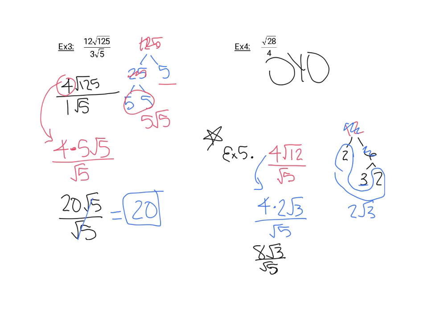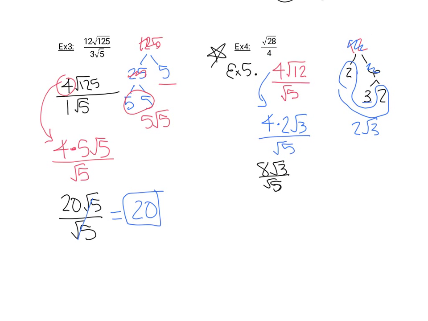Now notice, we still can't break down these radicals, and we cannot have a radical in the denominator. So, question is, what do we do? Well, you will have to multiply the numerator and the denominator by that radical that is in the denominator. So, we multiply, we go straight across. So 8 times 1 is 8. Square root of 3 times the square root of 5 is the square root of 15.